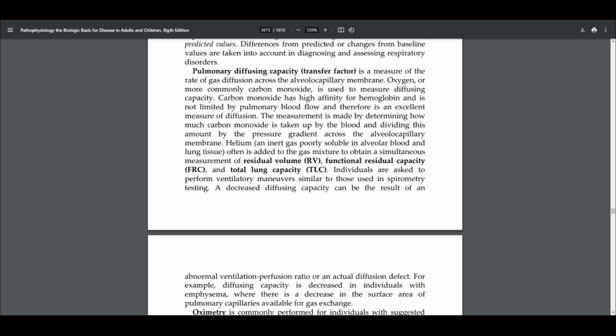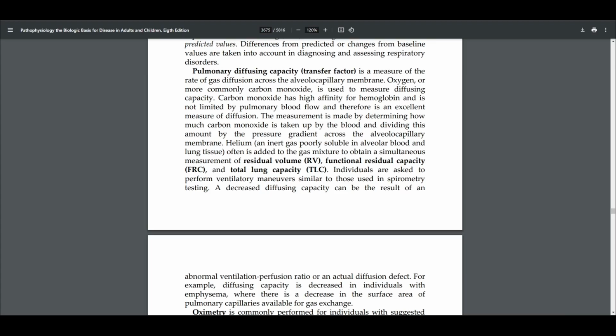Your pulmonary diffusing capacity is a measure of the rate of gas diffusion across the alveolo-capillary membrane. Oxygen, or more commonly carbon monoxide, is used to measure diffusing capacity. Carbon monoxide has a high affinity for hemoglobin and is not limited by pulmonary blood flow and therefore is an excellent measure of diffusion. However, it's poisonous. The measurement is made by determining how much carbon monoxide is taken up by the blood and dividing this amount by the pressure gradient across the alveolo-capillary membrane.